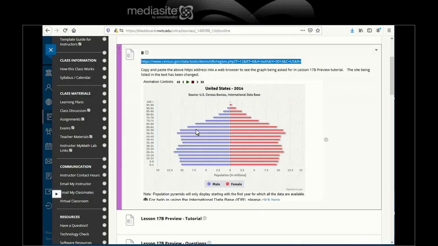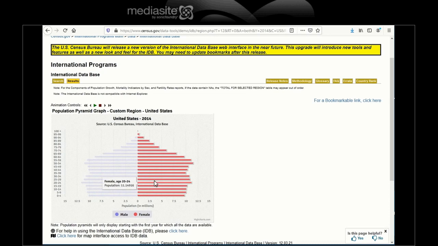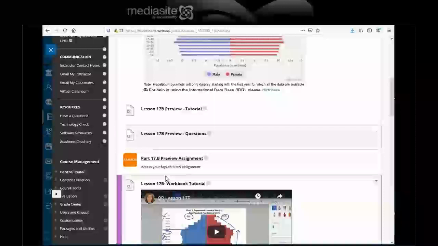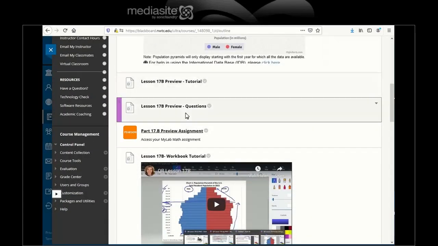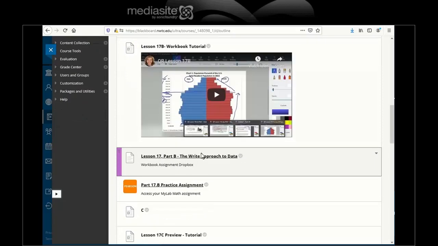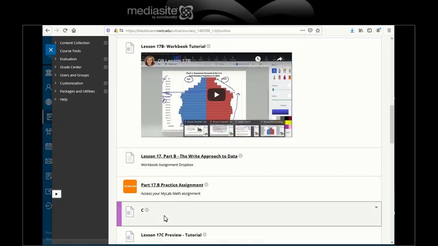Like I said, this one does give a little more interactiveness. You click on it and what happens? Nothing. Alright. So, preview the assignment and tutorial, and why don't you go and now work with Stephanie and do her workbook, upload it, then do the practice assignment. And I'll see you for lesson 17C.